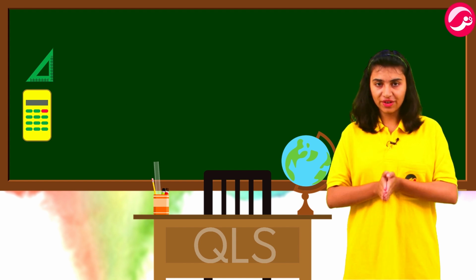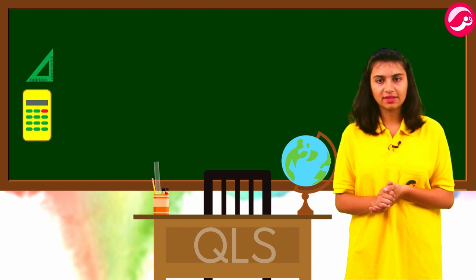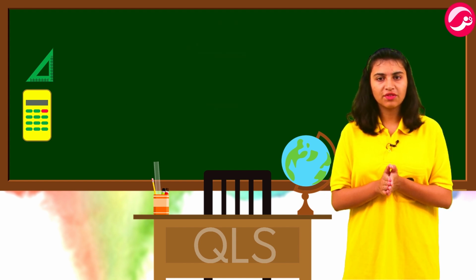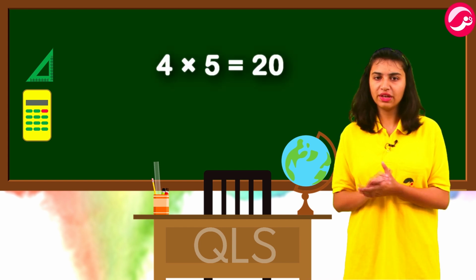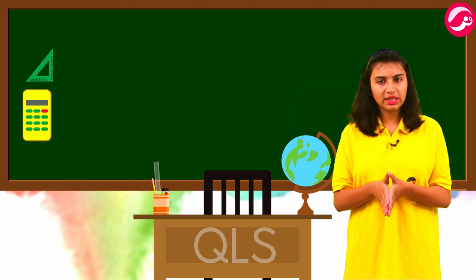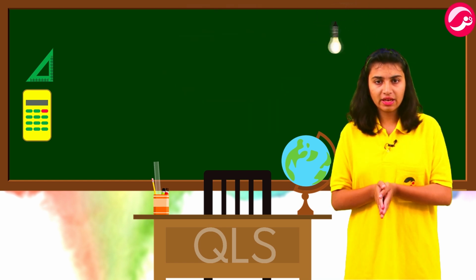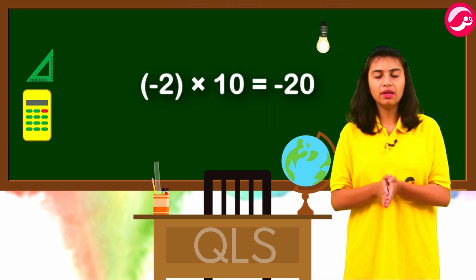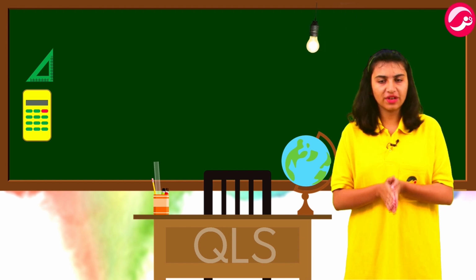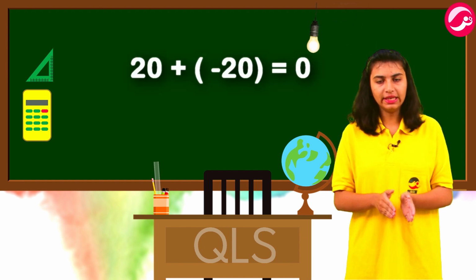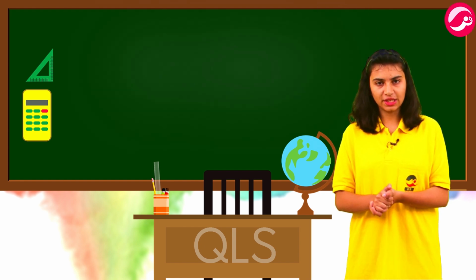Now, the marks of her friend. Marks given for 1 correct answer is 4. So, the marks given for 5 correct answers will be 4 into 5, 20. Marks given for 1 incorrect answer is minus 2. So, the marks given for 10 incorrect answers will be minus 2 into 10, minus 20. Therefore, her friend's total score will be 20 plus minus 20, that will be 0.